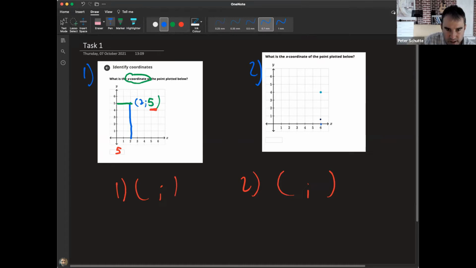The second one, it's in line with where x is 6. And so it's going to have an x coordinate first as 6. And then it's in line with y is 4. Now, in this question, it doesn't ask you for the y coordinate, it asks you for the x coordinate. And so the answer would be 6.